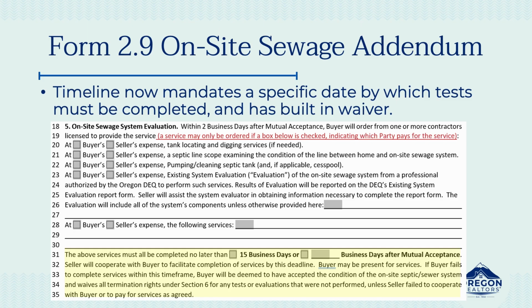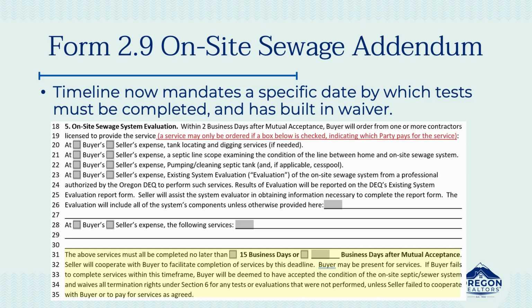If the buyer does not complete the services, because the buyer is ordering all these tests and they are for the buyer's benefit, if the buyer doesn't get them done within this 15 business day time frame, the buyer is deemed to have waived the evaluation. They have accepted the condition of the septic system as is without the inspection because it was the buyer's own delays that caused the septic system to not get evaluated.